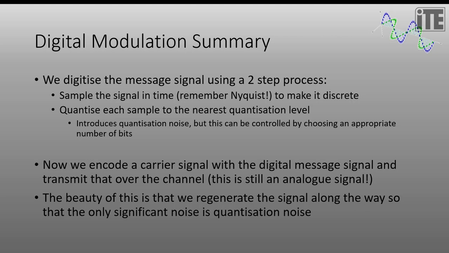In the next video, we're going to be looking at how we encode a carrier signal in a digital form, and there are many different ways of doing that, so we'll look at some of those and the advantages and disadvantages of different forms of digital modulation.